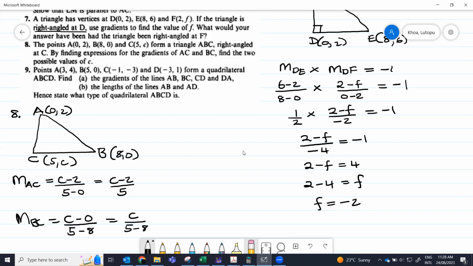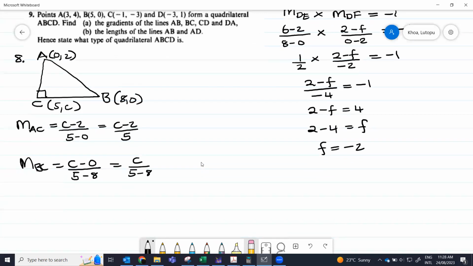Now we know that AC is perpendicular to BC because the right angle is at C. So that means the product of these two should be equal to minus 1. So we say that the gradient of AC times the gradient of BC is minus 1. So we have (c minus 2) over 5 times c over (5 minus 8). This is equal to minus 1. And this equation is the one that we are going to solve.